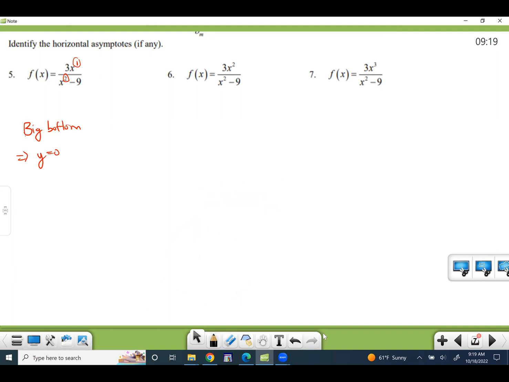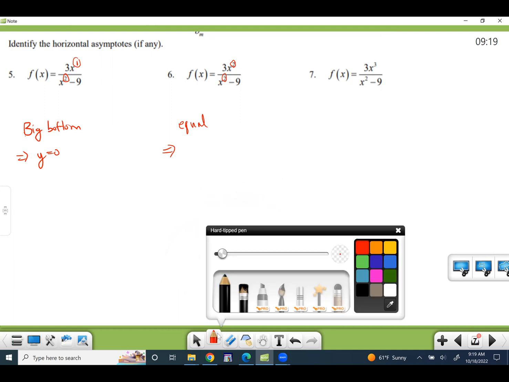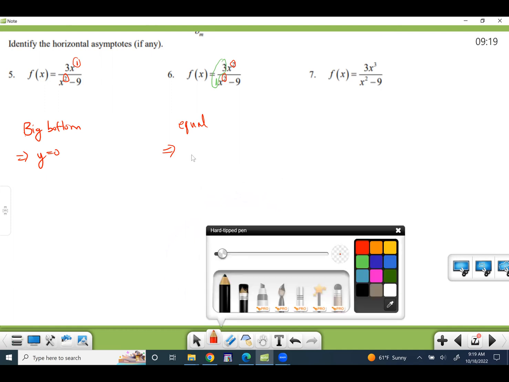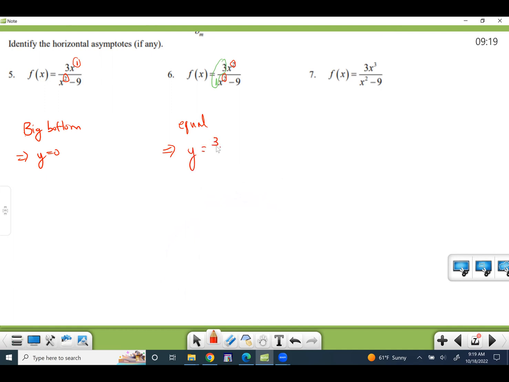Okay. All right, so on this next case, is it small bottom, big bottom, or equal? Well, we got a 2 and we got a 2. So this is the case of equal. So that means we're going to make a ratio out of the leading coefficients. So we're going to stack 3 on top of 1. So y equals 3 over 1, or in other words, y equals 3 would be our horizontal asymptote.